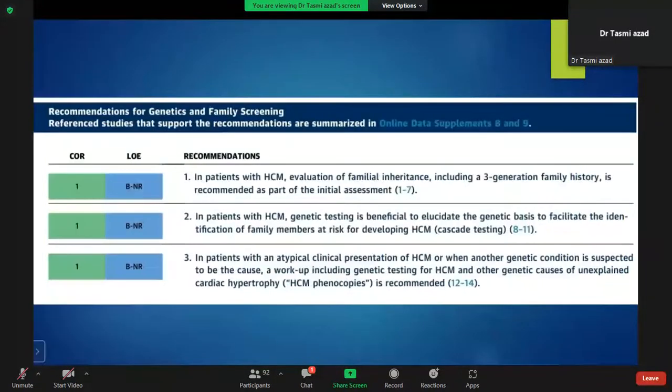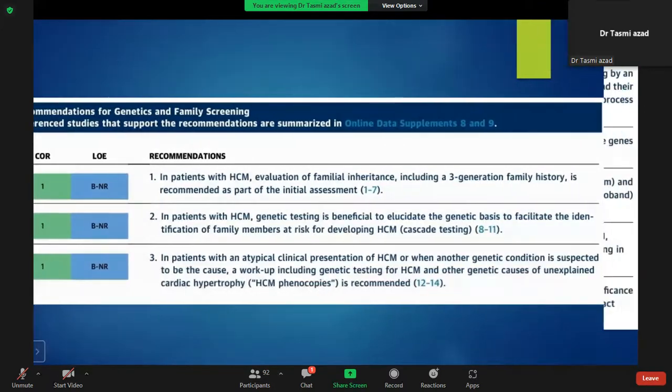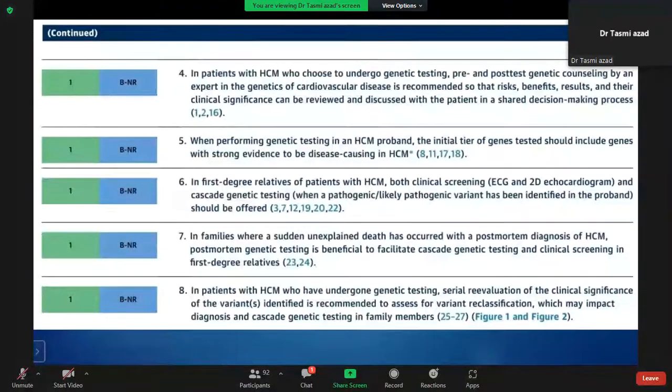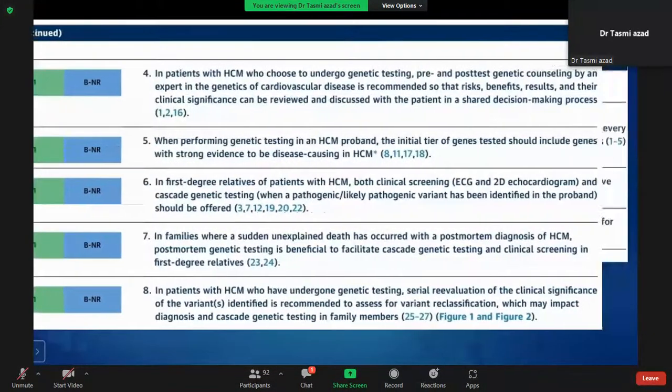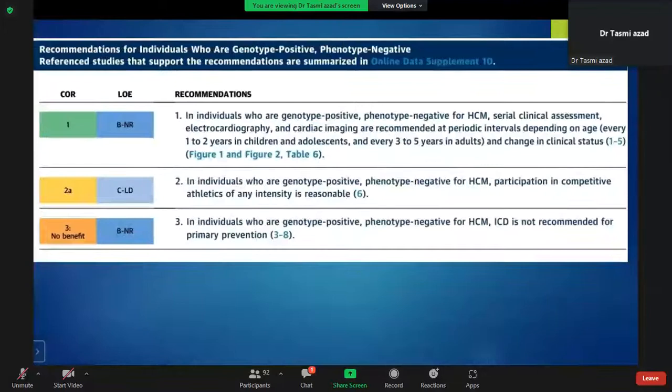This is the slide showing genetic and family screening. I already mentioned that a 3-generation family history should be taken, and they need to be followed up at 1 to 2, 2 to 3, and 3 to 3 years. They give elaborately how we proceed through genetic screening, because it's a genetic disease and it is particularly important. For individuals who are genotype positive and phenotype negative, I already mentioned in the flow chart on the second slide: serial clinical assessment, ECG and cardiac imaging.